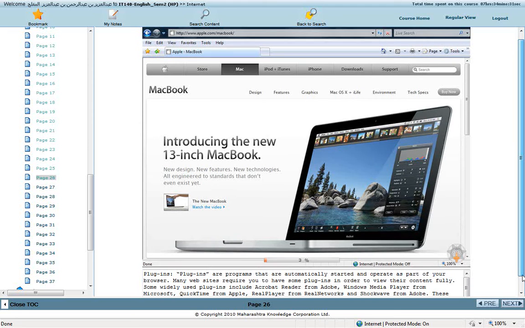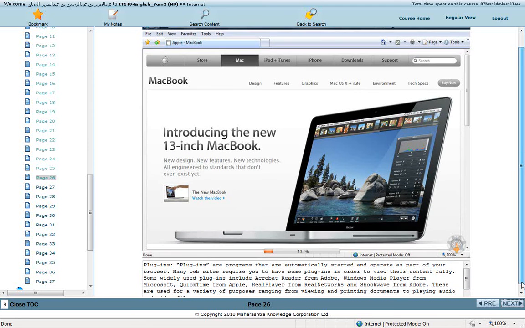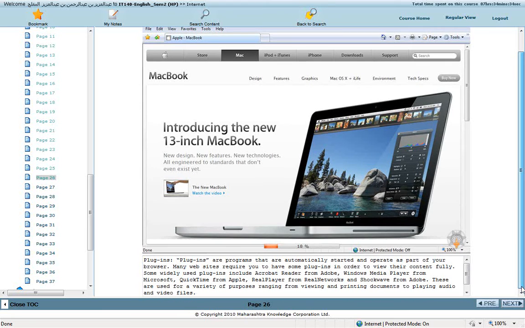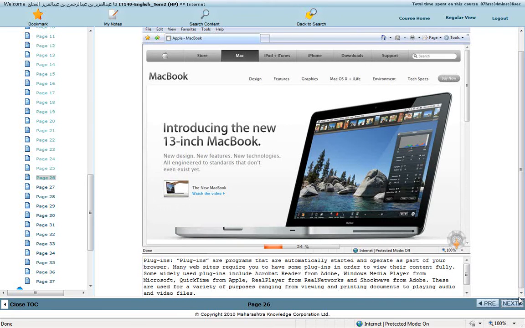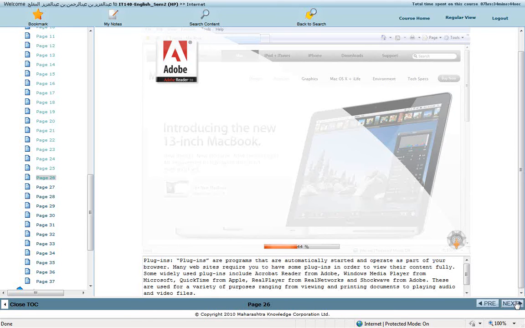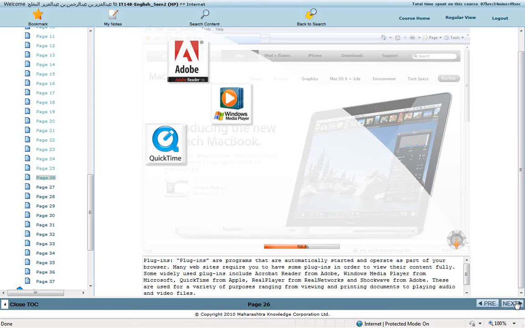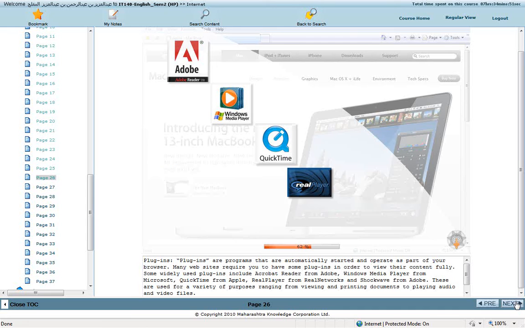Plugins are programs that are automatically started and operate as a part of your browser. Many websites require you to have some plugins in order to view their content fully. Some widely used plugins include Acrobat Reader from Adobe, Windows Media Player from Microsoft, QuickTime from Apple, Real Player from Real Networks, and Shockwave from Adobe. These are used for a variety of purposes ranging from viewing and printing documents to playing audio and video files.